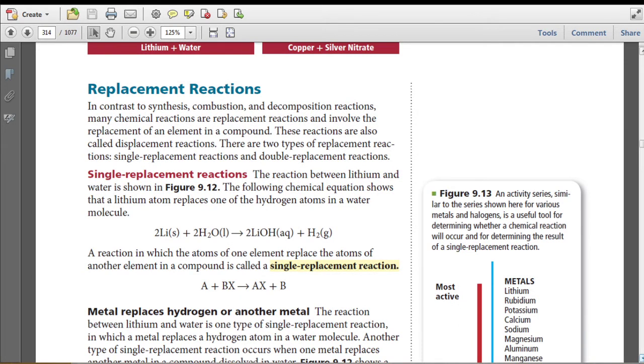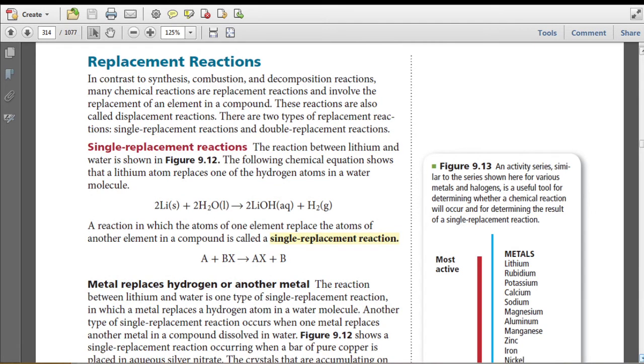The reaction between lithium and water, shown in figure 9.12, is a single replacement reaction. The following chemical equation shows that a lithium atom replaces one of the hydrogen atoms in a water molecule. Two lithium atoms and two water molecules produce two lithium hydroxide formula units, as well as a molecule of hydrogen gas.